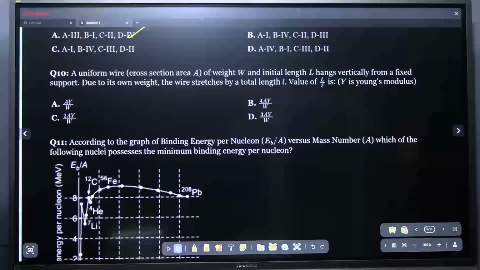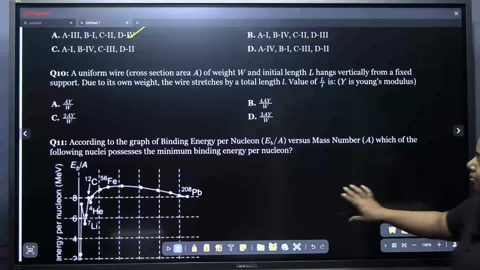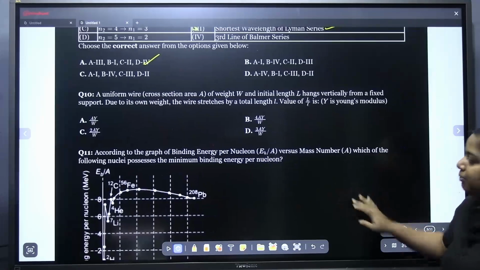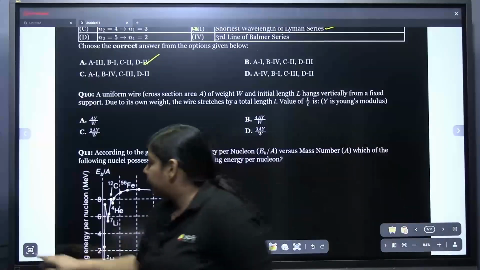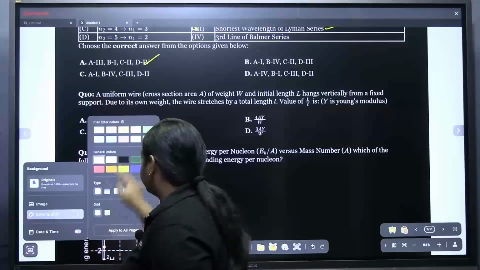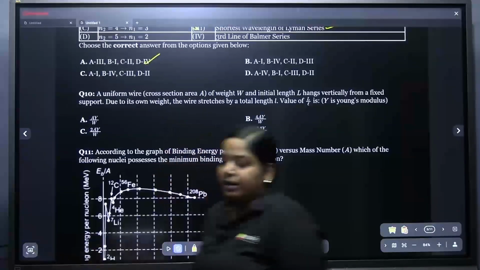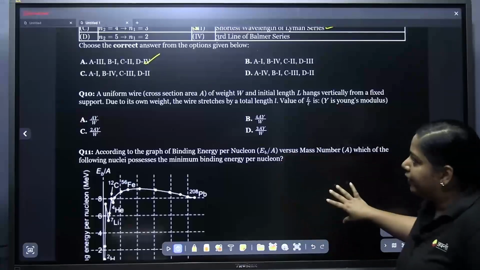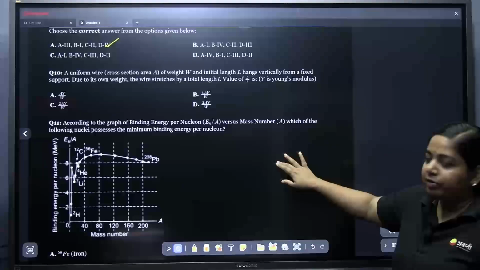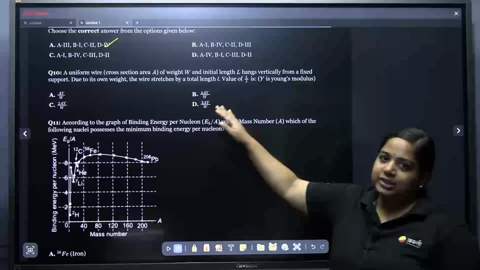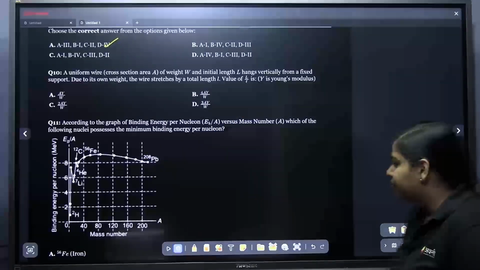A uniform wire of cross section area A, weight W and initial length L hangs vertically from a fixed support due to its own weight. The wire stretches by total length l. Find the value of L by l. So this depends a little bit on our integration. So if you are not comfortable with integration, I would suggest that you skip such questions.